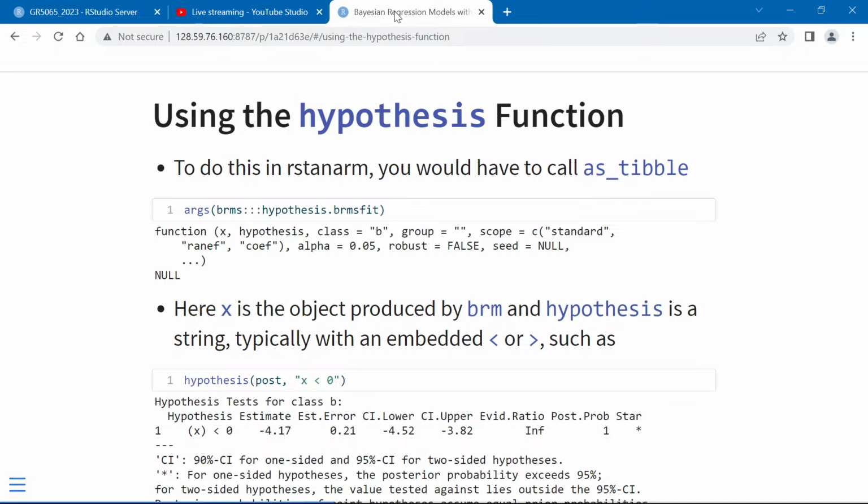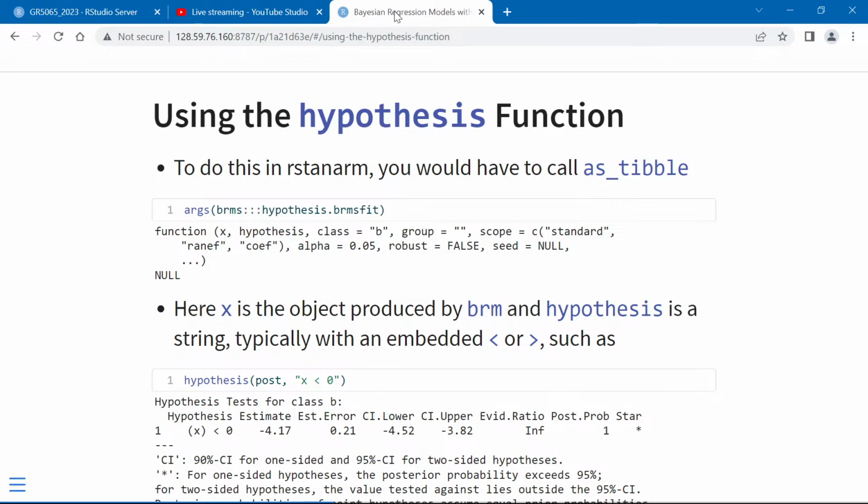And so what comes out is a hypothesis, posterior mean, posterior standard error, bounds of the 95 or 90% credible interval, etc. And then post-prob, which is the proportion of draws where the coefficient on x is negative. In this case, it is 1. So, as best we can estimate with 4,000 draws, we're completely sure that the relationship between change in unemployment and GDP is negative.